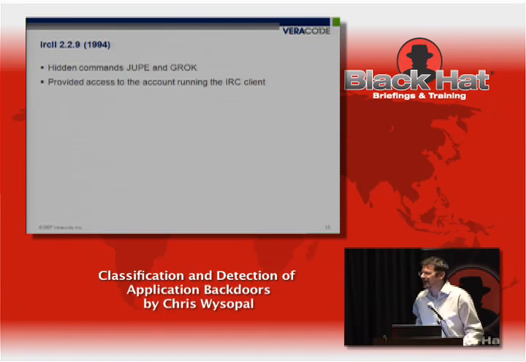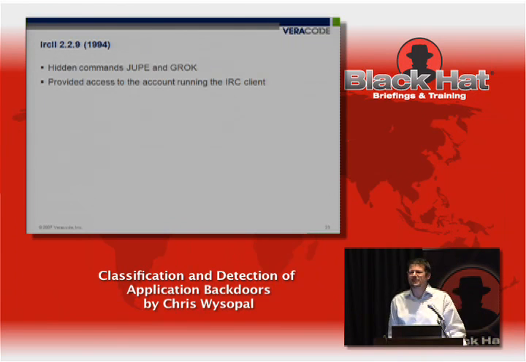So one of the earliest examples of this in an internet application was, and I'm sure there were earlier ones, but IRC in 1994 was backdoored. The distribution was backdoored with these two commands, jupe and grok, which essentially just allowed you to execute commands on the IRC client of whoever you were talking to over the channel. So you could execute a command on their system. And this was found, since it was open source, in a few months' time. But this was one of the earliest ones that was found and reported.